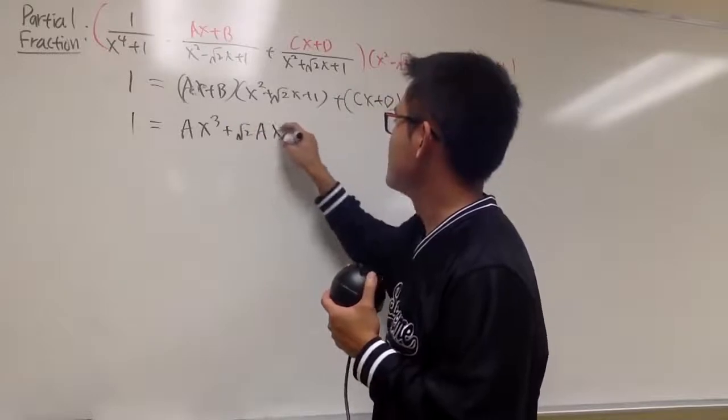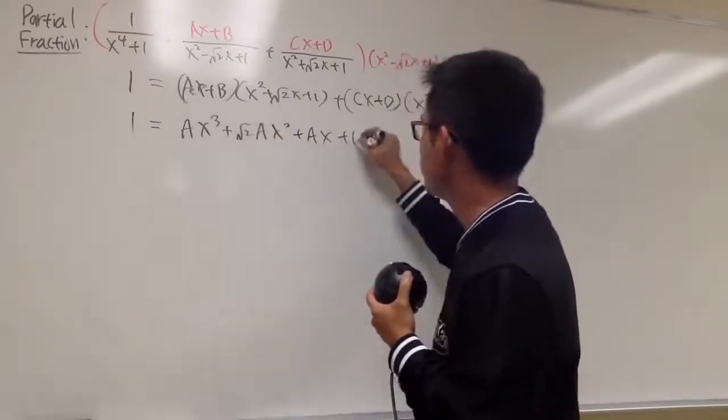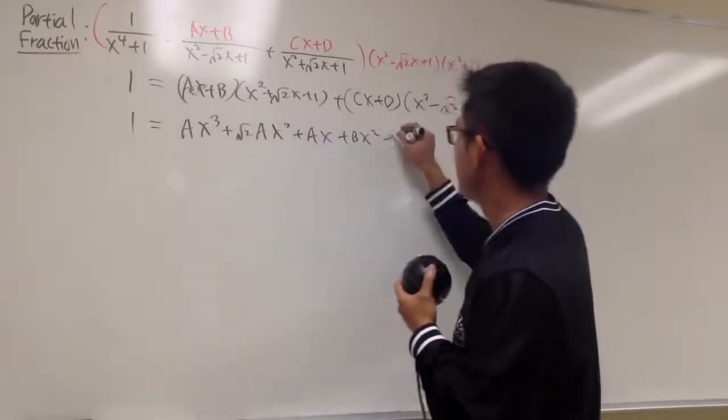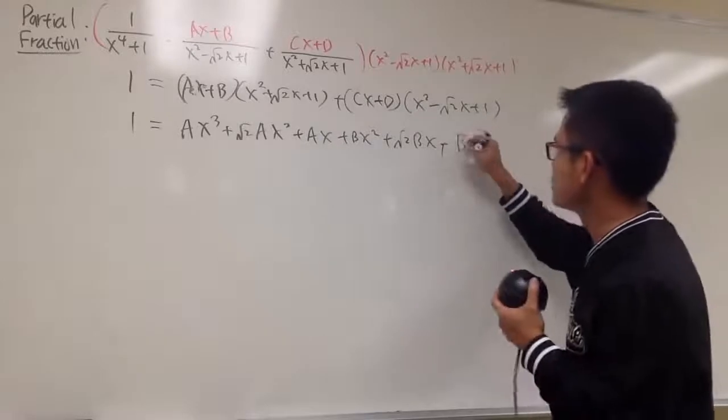x times x, of course, is x squared. ax times 1 is just plus ax, like this. And then b times this is plus bx squared. b times this is plus square root of 2 bx, plus b times 1, which of course is just b, right?